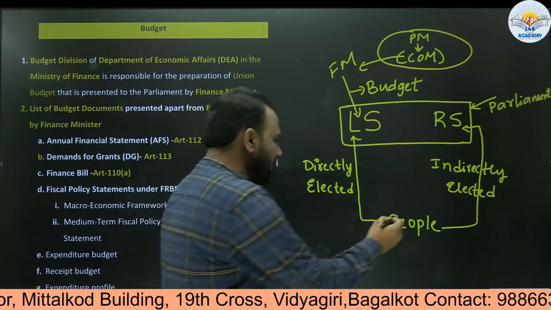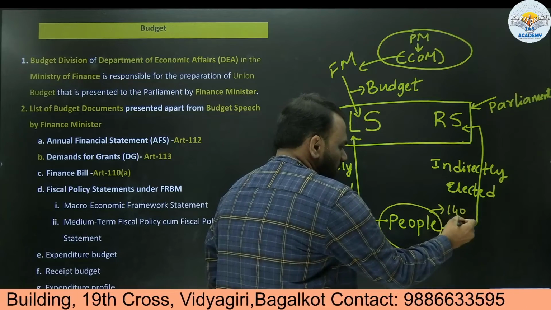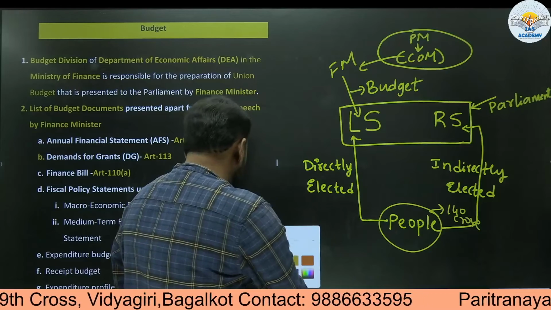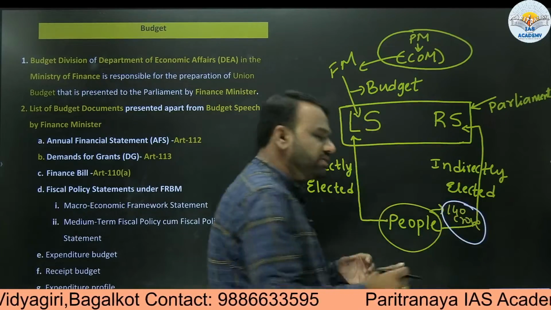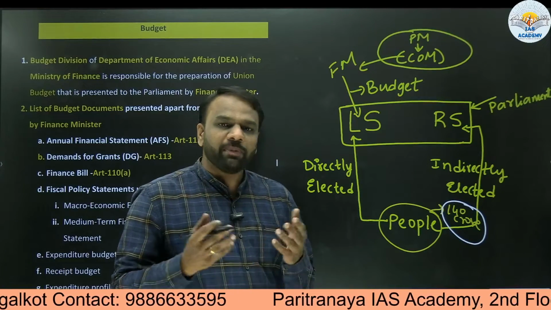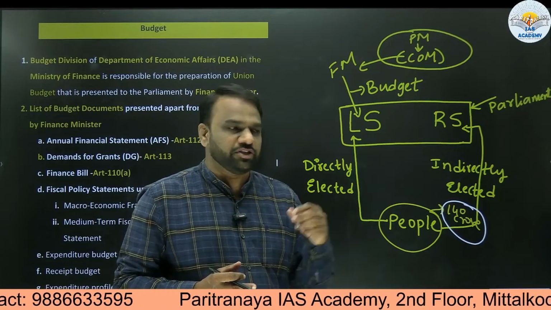But if you look at the people of this country, it is close to 140 crores. So whenever you are making any kind of decision, all these 140 crore people cannot sit at one single place and take the decision. That is why we have people's representatives. On behalf of the people, some other people will take the decisions.